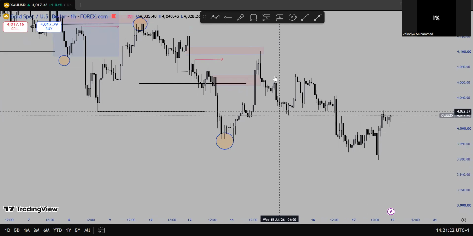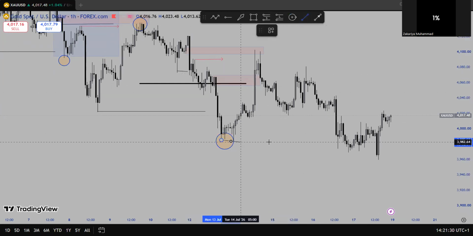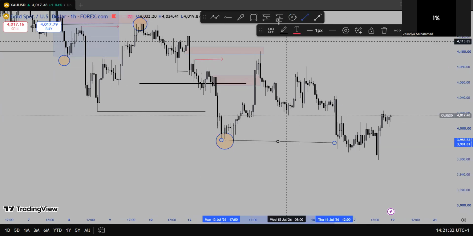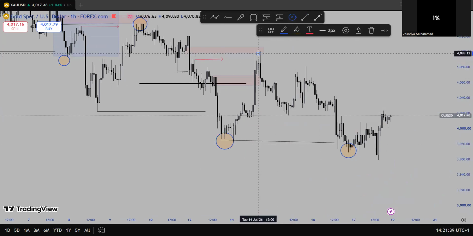Then you have a new range to work with, which was this new low. You need to confirm your bias or your direction again, which is what? By breaking structure to the downside, then you mark your range. This, and then this, and then what? This range.